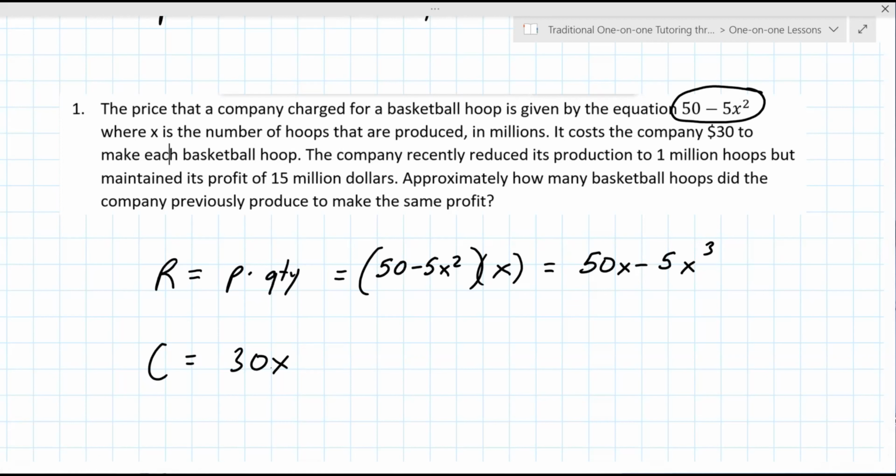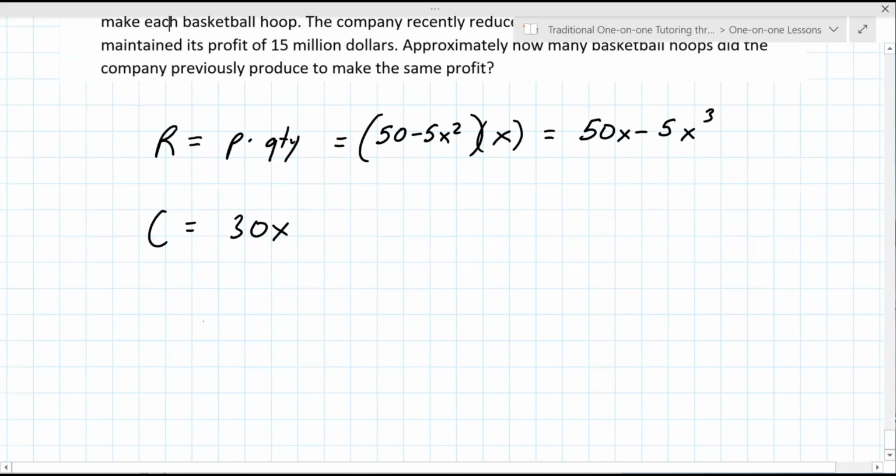So now the production changed from 1 million. Okay. To reduced its production, but maintained its profit at 15 million. Okay. Approximately how many basketball hoops did the company previously produce to make? See, that seems counterproductive. We figured out how to lower it. That seems like more likely what you would want to do. Yeah, it's a complicated way of asking something. It's not too difficult, but it's weird.